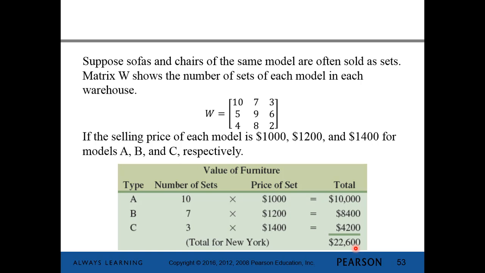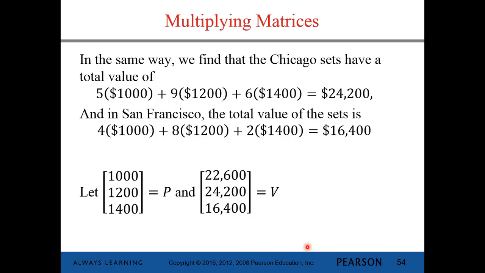Notice that we are taking the 1073, multiplying it by the 1,000, then the 1,200, and the 1,400, adding them up to get a total value. Similarly, in the same way, we can find that the sets in Chicago have a total value of this number, and San Francisco has a total value of this number. So we're just taking the number of sets by the respective price and adding them up to get a total value.